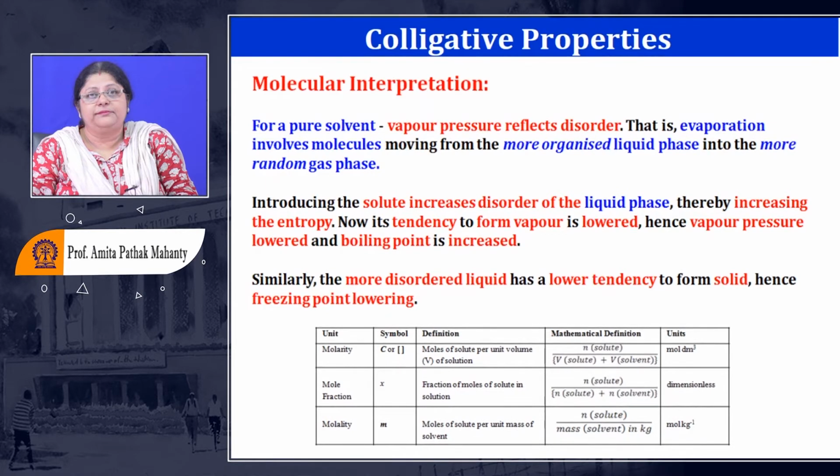If you understand that, the tendency to go to the vapor phase will not be as high as it was in the pure state, because in the pure state the liquid was much more organized in the solvent phase, but in the solution phase, in a mixture, due to the presence of the solute, you have a disorganized arrangement in the liquid phase itself. So now the tendency to form the vapor is lowered. So this is the reason for having a lower vapor pressure or boiling point increase. All the properties which we have seen are because of that. So it's a purely entropy effect.